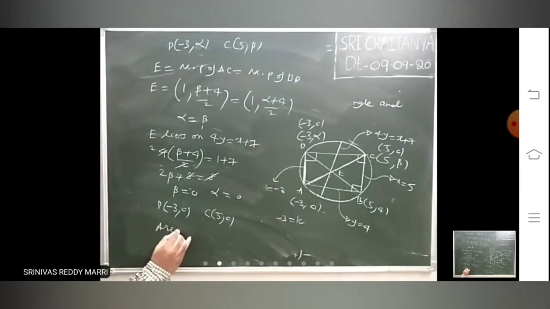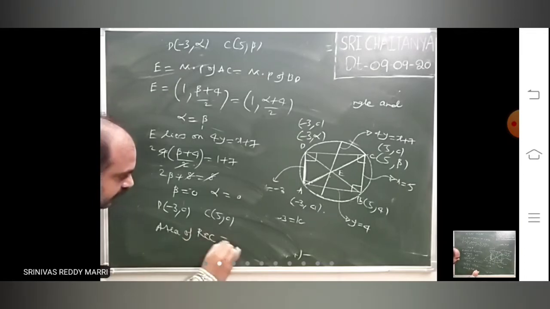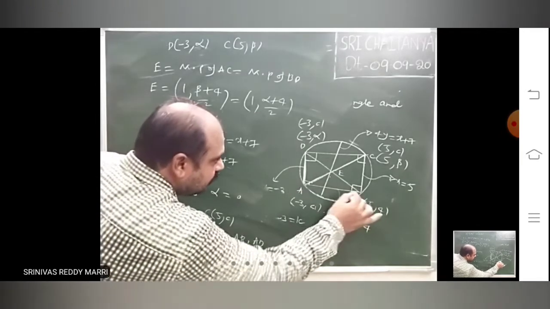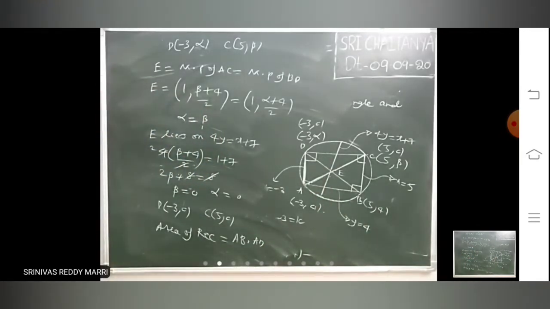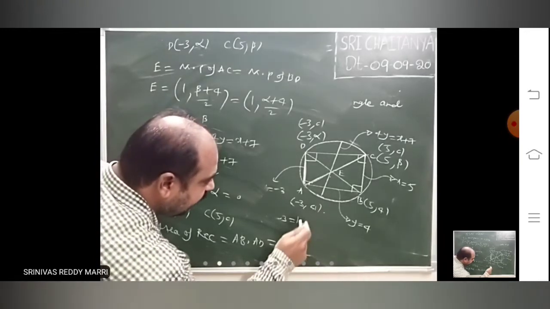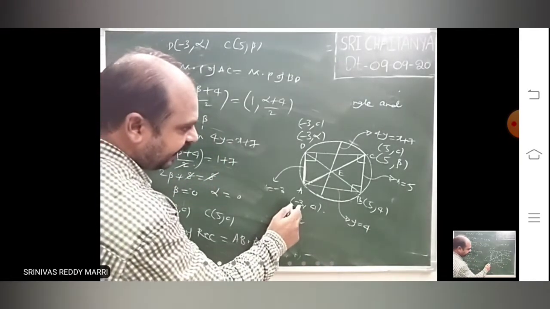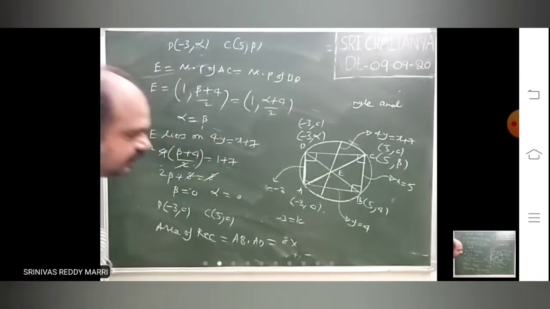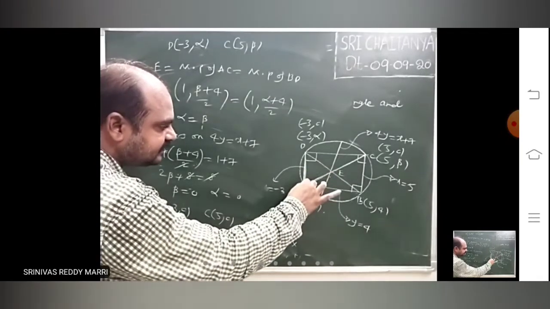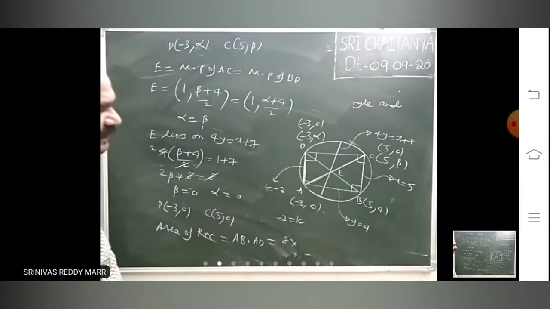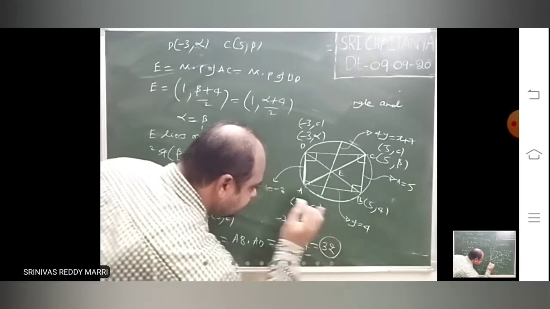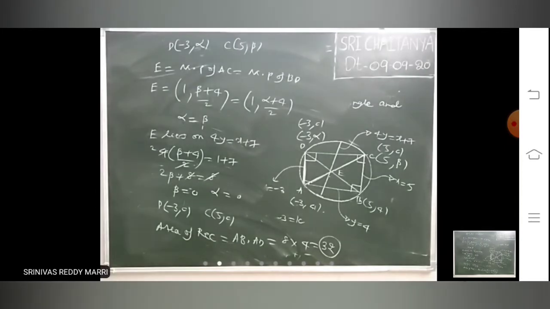Area of rectangle equals to AB into AD, length into breadth. So therefore AB into AD means AB, look at the distance. Root of minus 3 minus 5 whole square, 64 plus 0. That means 8 into AD. AD means this distance. That means root of minus 3 plus 3 whole square, 0 plus 16. That means 4. So what is the area of rectangle? 32. That is the area of rectangle.